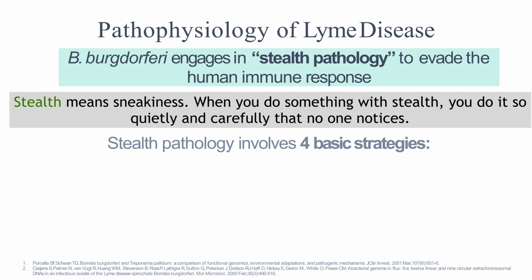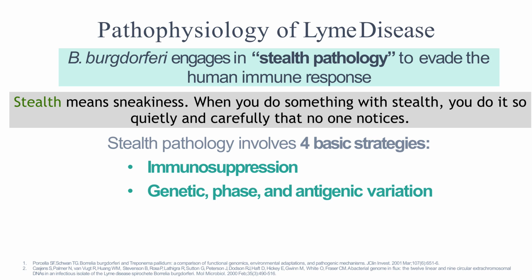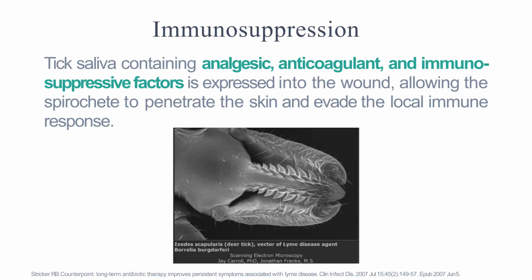So stealth pathology really involves 4 basic strategies. So this is important to understand, just to understand the complexity of this little spirochete. First of all, it has the ability of immunosuppression. And that would make sense. If it's just disrupting the immune system the way it does, it's going to have some ability to do that. It has this genetic phase and antigenic variation. And then it has the ability to create physical seclusion, and we'll discuss that a little bit now. And then it has secreted factors. So let's go into those four now so you can understand this a bit more.